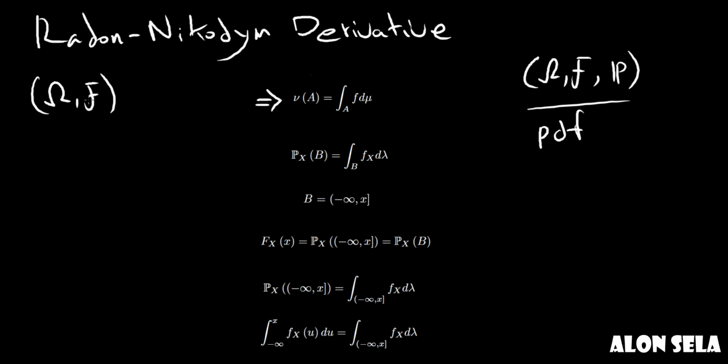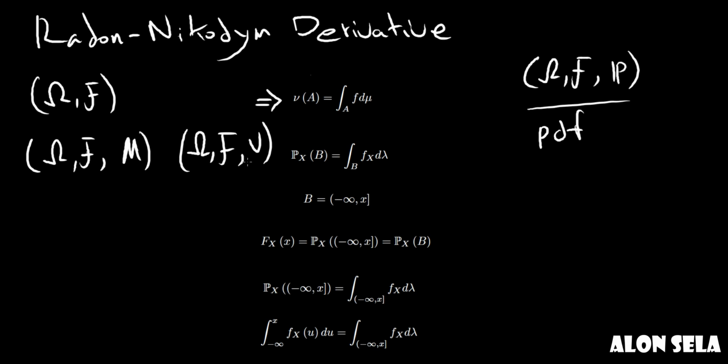Now suppose that we put two different measures on this space. The first measure we're going to put on this measurable space is mu, and the second one will be nu, which looks like a V. So these are two different measures on the same measurable space.